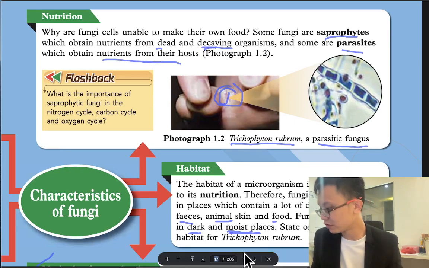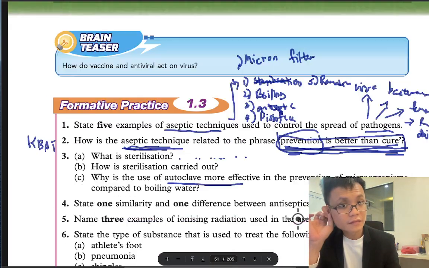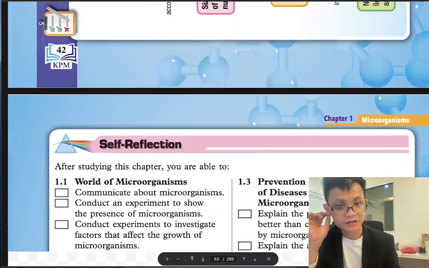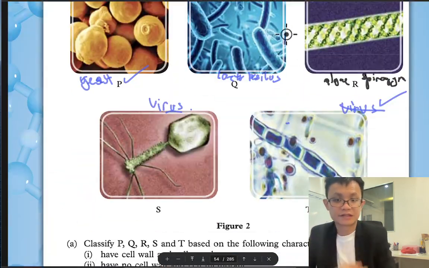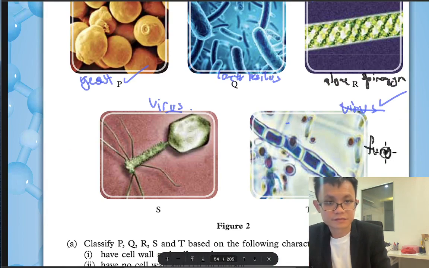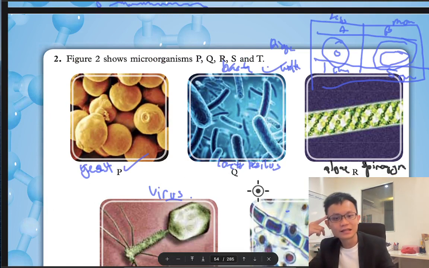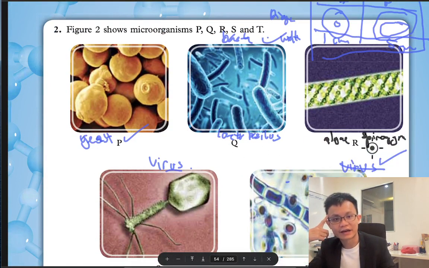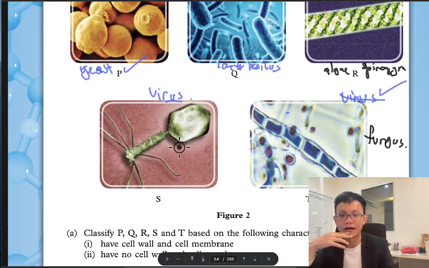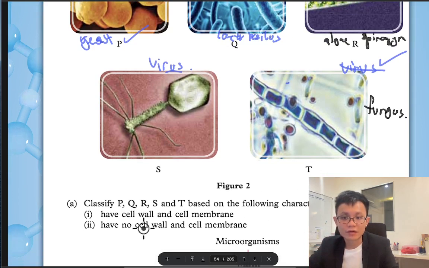So let's go to page 52. Where was I? 53 actually. So this is a fungus. Okay, so roughly we understand the question. The picture, P is yeast, Q is bacteria, R is an algae. It's green color, probably for photosynthesis. This one, like a spider, is like a virus, and very very small. It's the smallest microorganism. And T will be the fungus, another name.